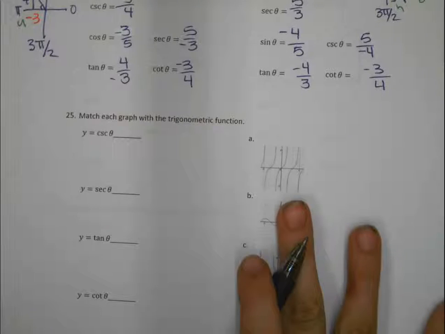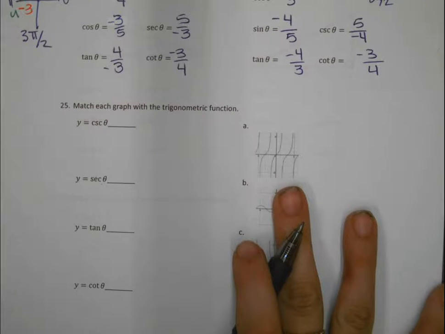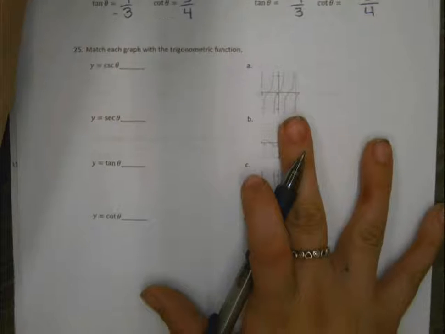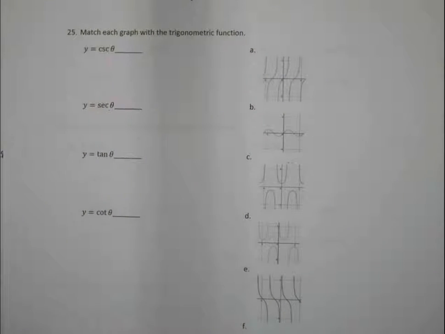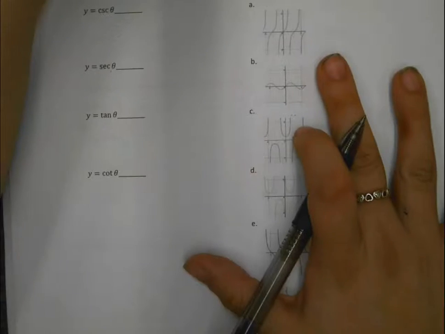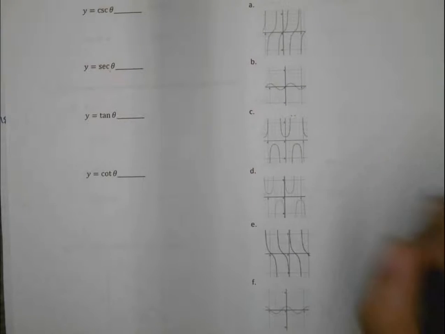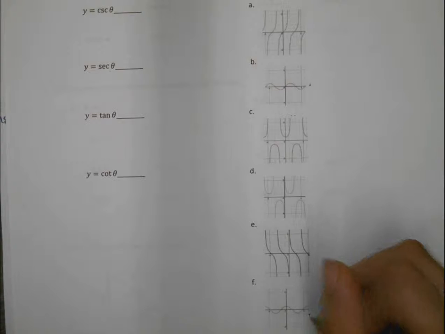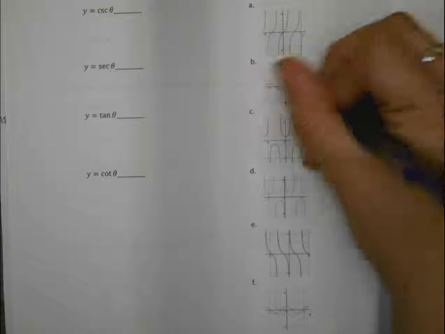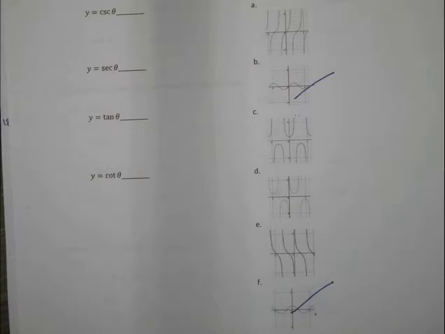Moving on, this one wants me to match my graphs with the functions. All 6 are not on the screen. Okay. They're still not all on the screen. Okay. So a graph that goes like this and a graph that goes like that are the same graph. Either way, they are sine or cosine. None of these are sine or cosine, so I know B and F are out.